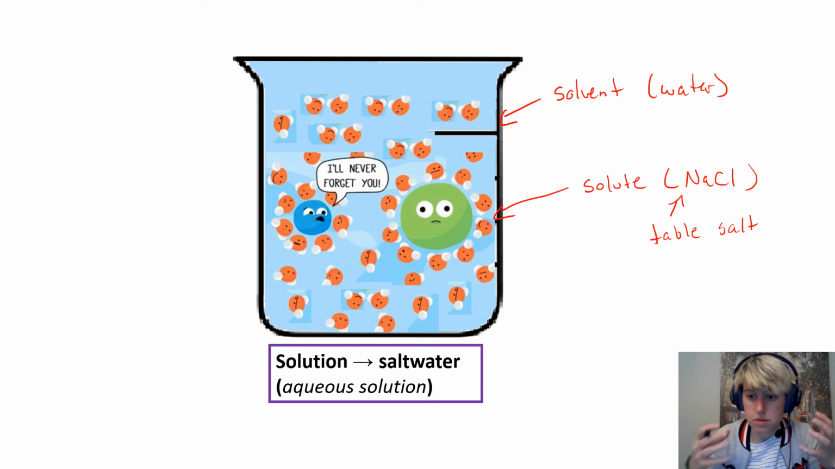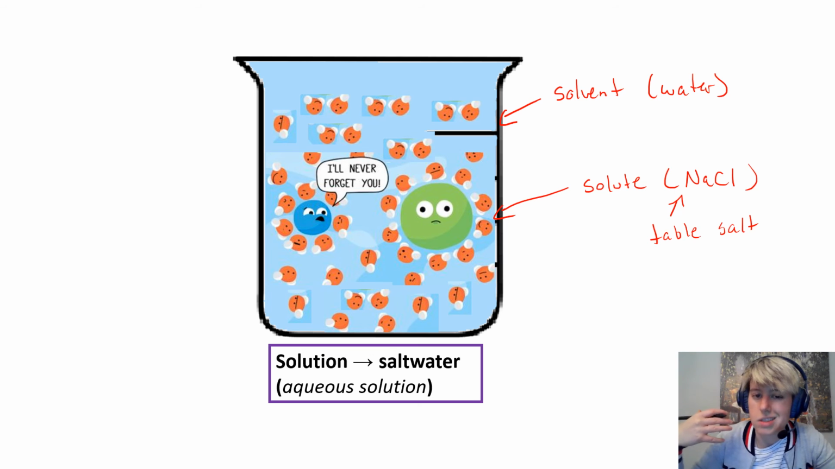Now, we can also define some other terms when we're talking about solutions, and that would be the term aqueous solution. So an aqueous solution is anything where the solvent is water. And in most biochemical systems, the solutions are always going to be aqueous solutions because our solute is usually going to be dissolved in water.